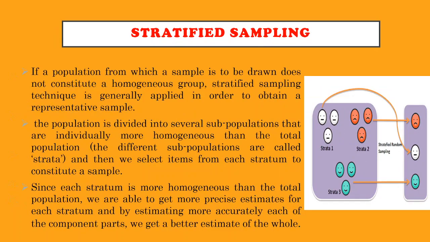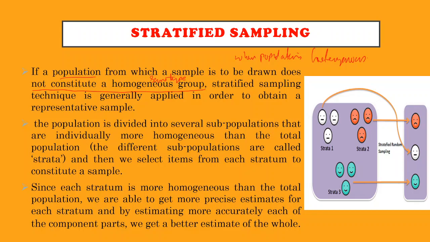Then another type of probability sampling is stratified sampling. This stratified sampling is mainly done when the population is not a homogeneous group. Homogeneous means what? Same type of items being there in the population. That is what homogeneous means. So stratified sampling is used when the population is heterogeneous. Heterogeneous means what? Items in that group are not similar.